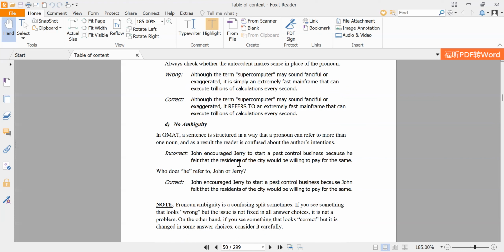So it becomes unclear what it refers to. Now, maybe we can figure out that, okay, because the verb is felt that the residents of the city would be willing to pay for the same. So it might make sense that the pronoun he here is referring to John instead of Jerry. But for GMAT sentence correction, that is too much work. That's not clear enough. So the correct answer choice has got to make it clear right away what the pronoun is referring to, without us readers having to guess, having to rely on the context to guess what it refers to.